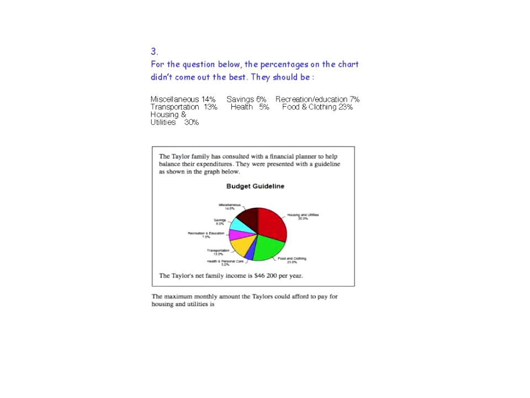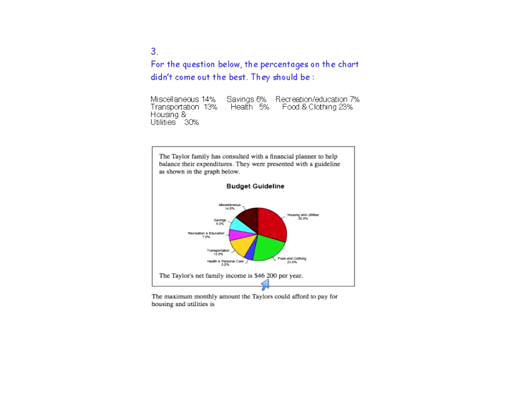Okay, on to the next one. This question here, the numbers don't come out that clearly on the graph, so I wrote them here. Those are the different percentages for different parts of the budget. And it says that the Taylor family has consulted with a financial planner to help them balance their expenditures.